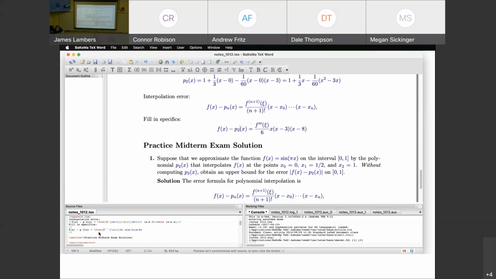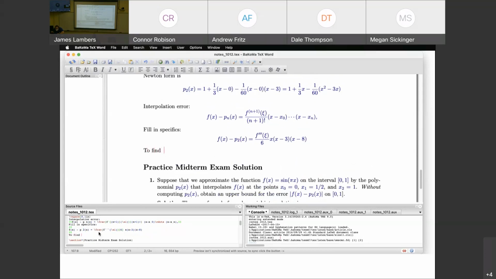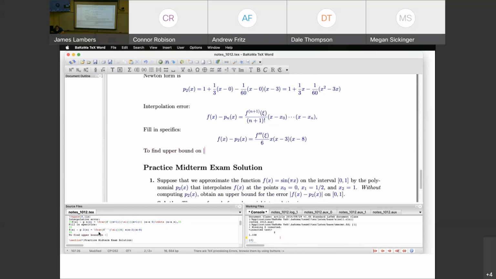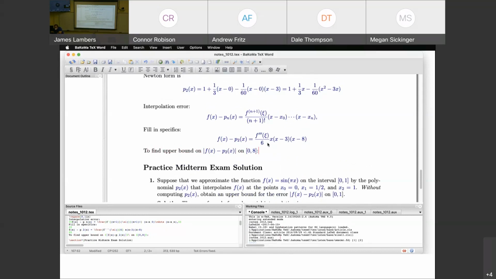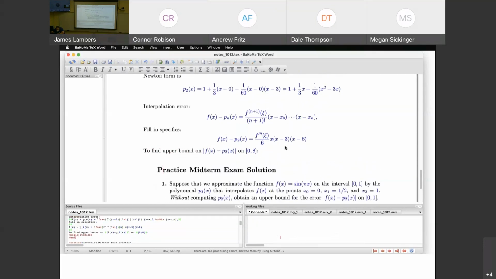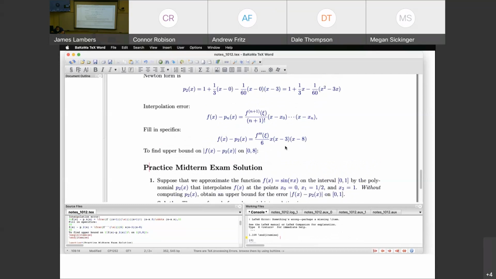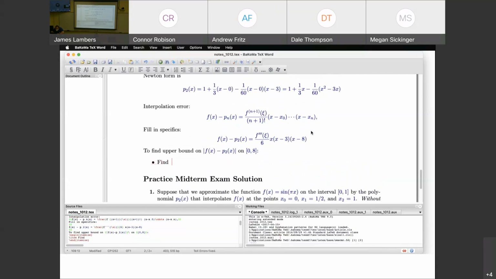Okay. So, to find an upper bound on the error, absolute value, and let's just say on the interval 0 to 8, because that's the interval that contains all of the interpolation points. So there's two parts to this. The first part is an upper bound for the third derivative.